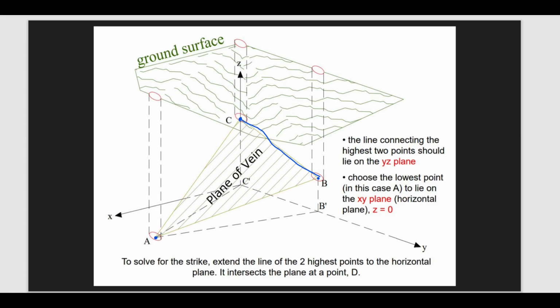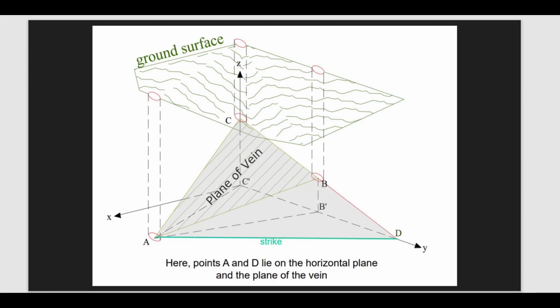To solve the strike, extend the line of the two highest points to the horizontal plane. It intersects the plane at point D. If we do that, we get this plane right here, which is sort of a projection of the plane of the vein. We have point D here intersecting our y-axis. Now this is our strike, the intersection of the plane of the vein with the horizontal plane that we defined based on the lowest point A. And then we can also calculate the dip of this particular plane of the vein. Okay, so let's move on.